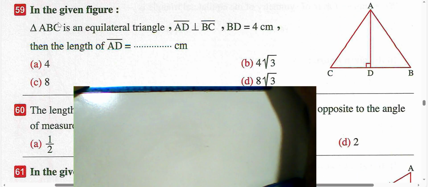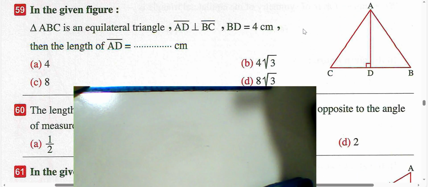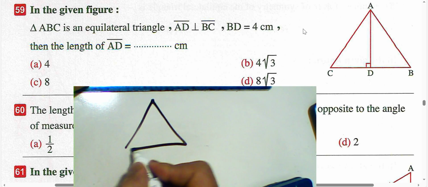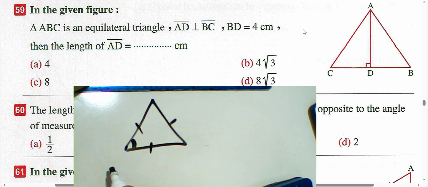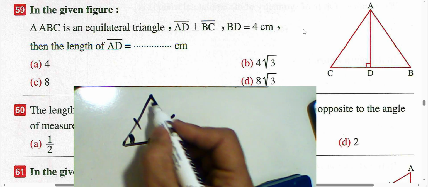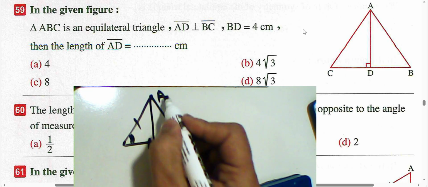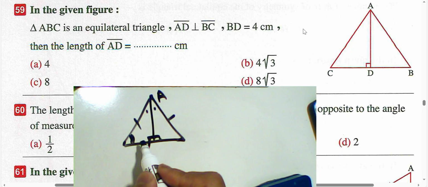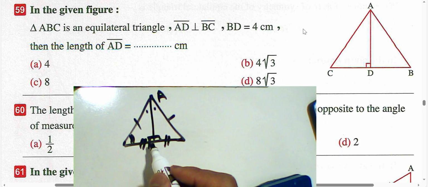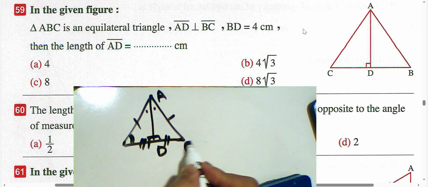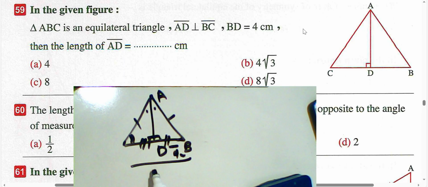In the given figure we have ABCD. ABC is an equilateral triangle. All sides are equal in length, and the measure of each angle equals 60 degrees. He has also drawn AD perpendicular to the base, so it bisects the vertex and bisects the base. He gives us the length of PD, 4 centimeters. Then the line segment will be 8 centimeters.